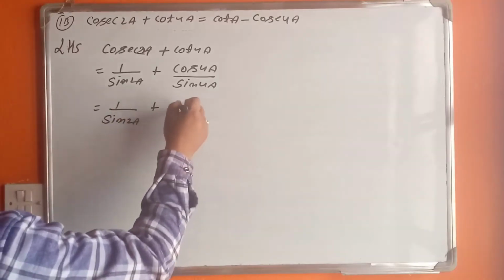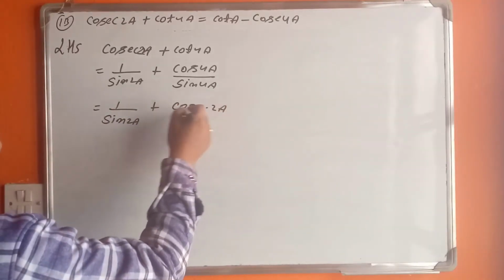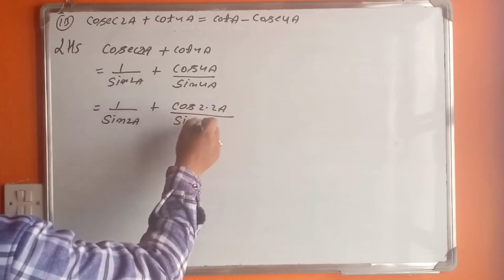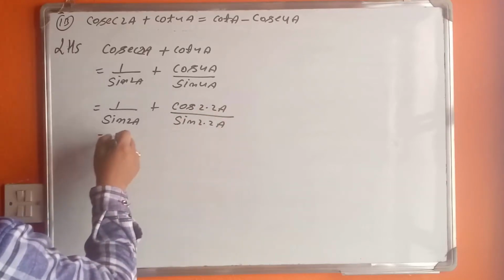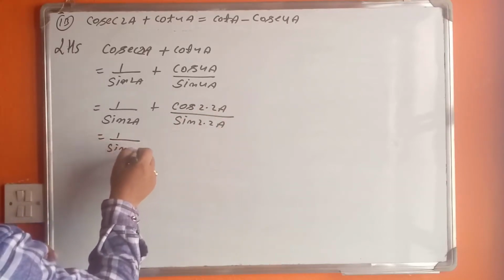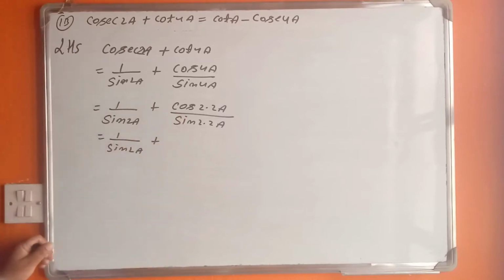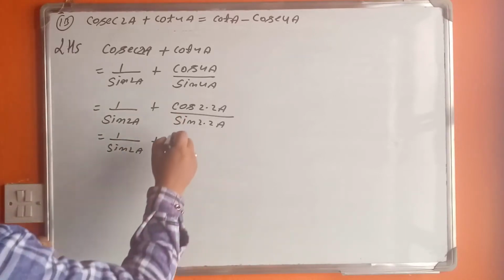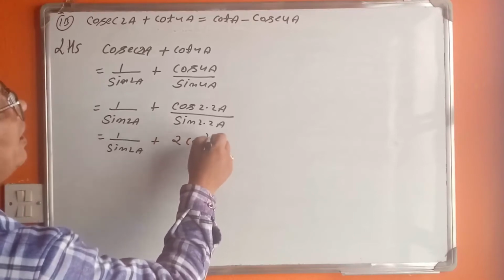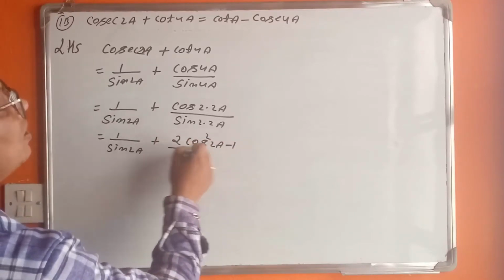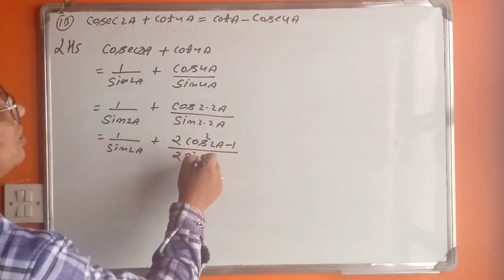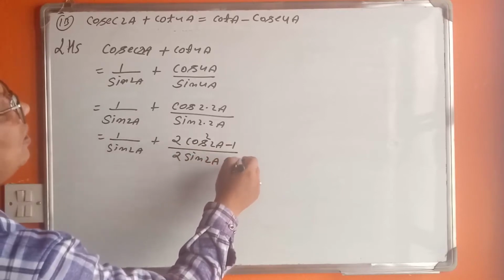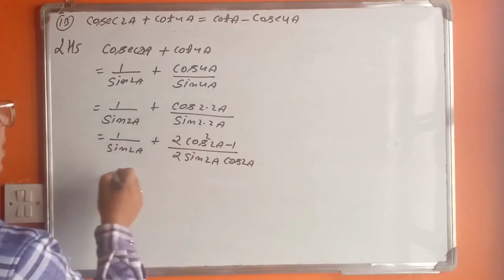Cos 4a means cos 2 into 2a, and sin 4a means sin 2 into 2a, we can write. This as it is. Now the cos 2a formula: what is the formula for cos 2a? 2 cos square a minus 1, so 2 cos square 2a minus 1. The sin 2a formula is 2 sin a cos a, so sin 4a is 2 sin 2a cos 2a, because a means here 2a.